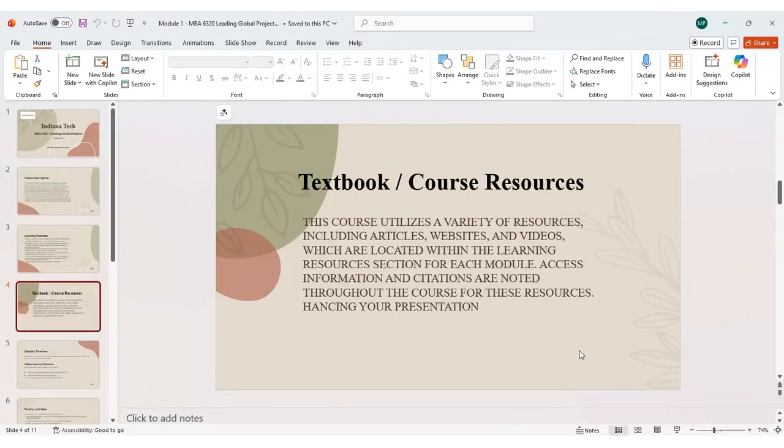This particular course doesn't have a single textbook. It utilizes a variety of resources, articles, websites, videos, etc., all located within the learning resource section of each module. And you should be able to access them. And the information and citations are noted throughout the course for these resources. So as you're going through and you're clicking through on those links, you should not have any issues. If you do, please send me a quick note and I'll check with IT and see if there's something going on.